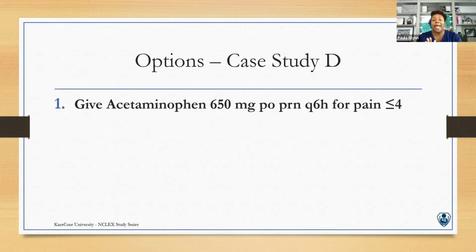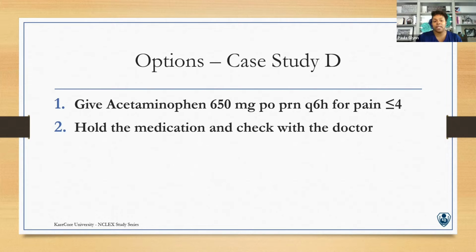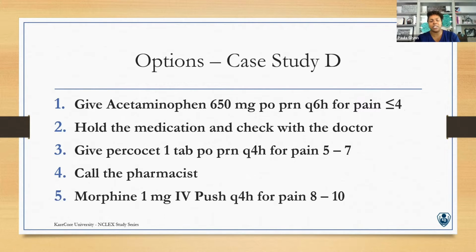So you can give acetaminophen, 650 milligrams PRN, Q6 hours for pain that's less than 4. Hold the medication and check with the doctor. You can give Percocet 1 tab PO, PRN Q4 hours for pain that's between 5 to 7. Or you can call the pharmacist because you're really not sure which one to give. Or you can go ahead and give morphine 1 milligram IV push, Q4 hours for pain 8 to 10.